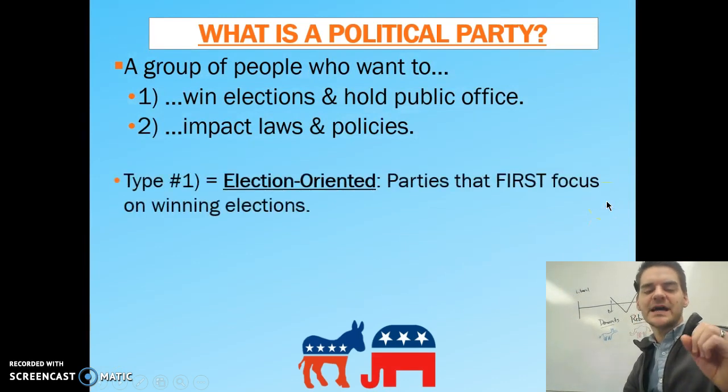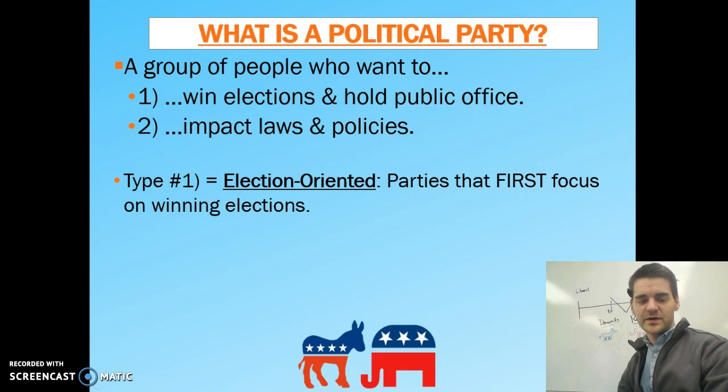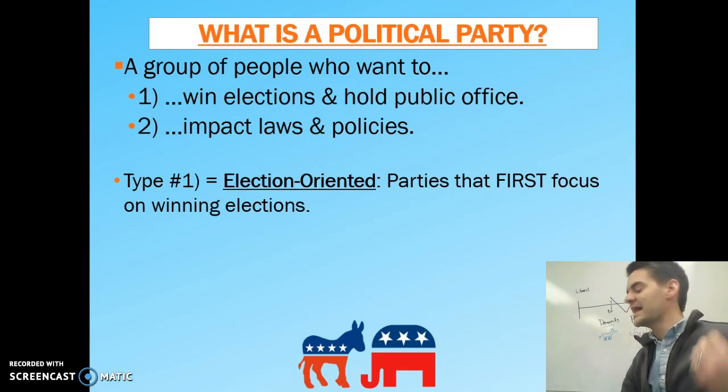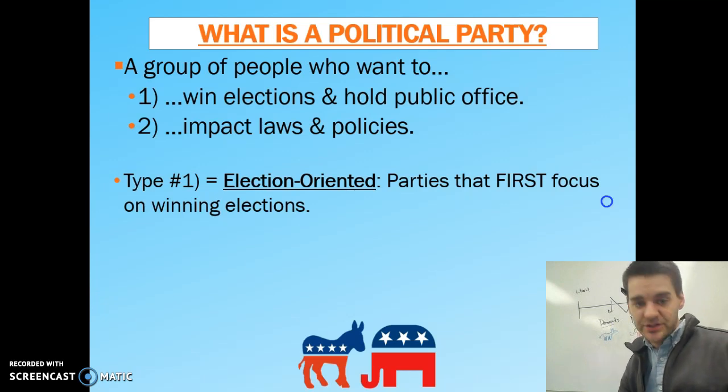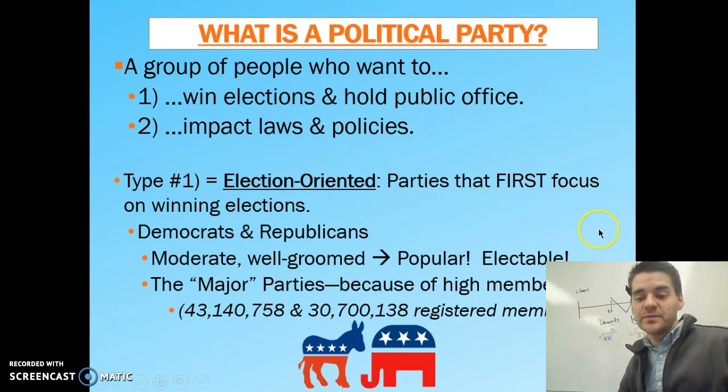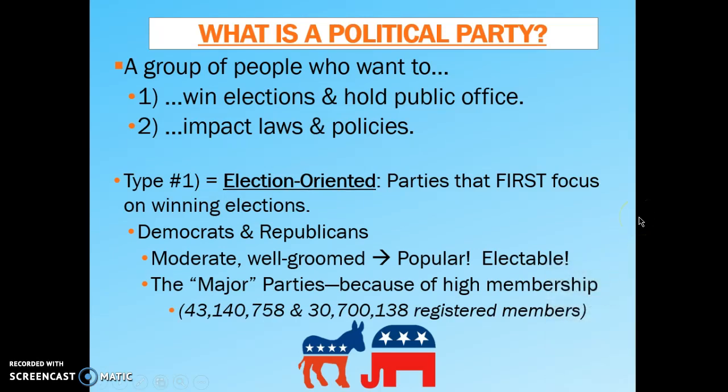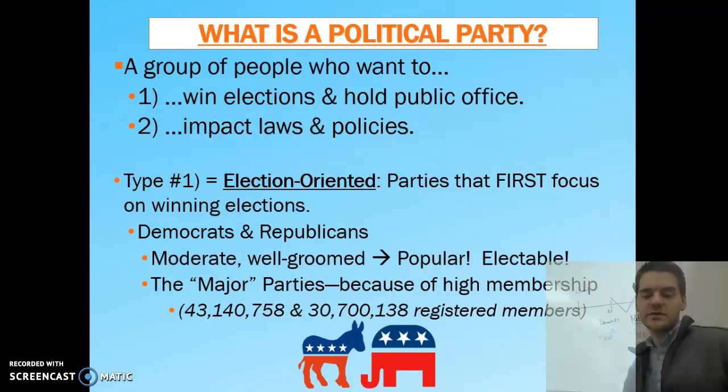Now, here's the thing. We want to see that there are actually two different kinds of political parties. The first type is what you call an election-oriented political party. These are parties that focus first and foremost on just winning elections. So the Democrats and the Republicans would fit into this category. Their candidates typically tend to be fairly moderate. They're well-groomed, they seem popular, they're very electable, and because of this, they draw a lot of voters to these two parties. The Democrats have 43 million and the Republicans 30 million registered members. That's a lot of Americans who fall into one of these two camps.